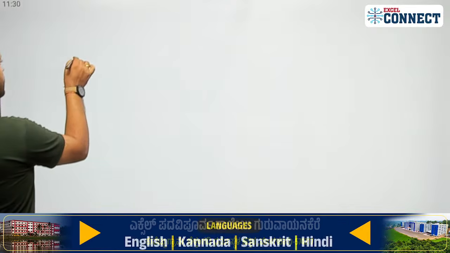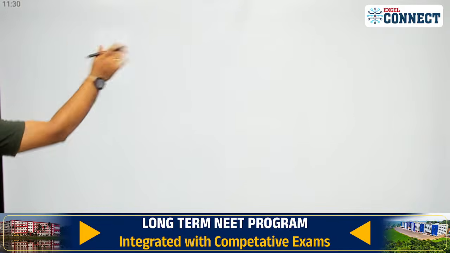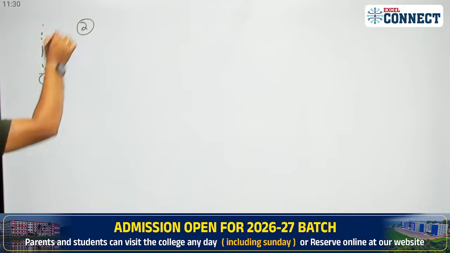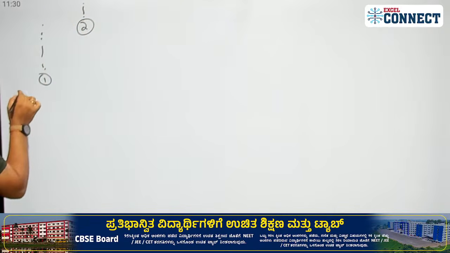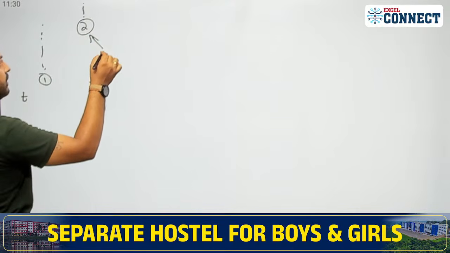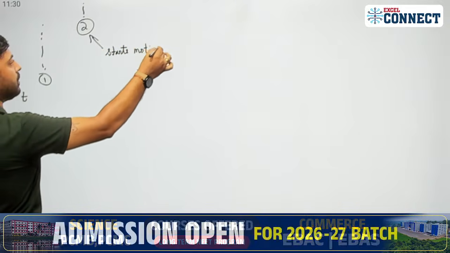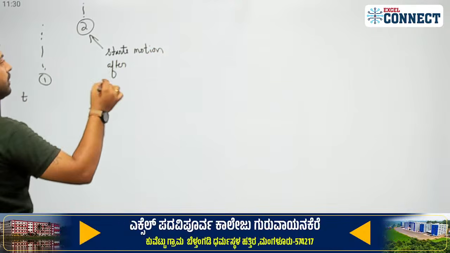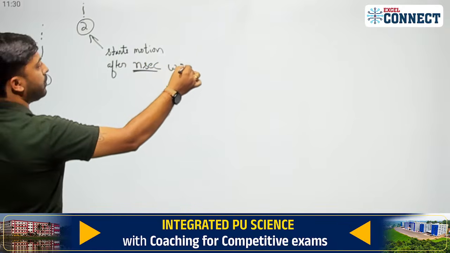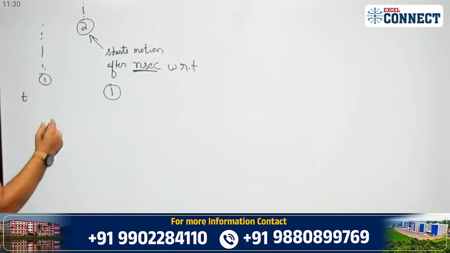So the gap, if two objects are under free fall and first object takes time t and second object starts motion after n seconds with respect to first object, then how to calculate the gap?